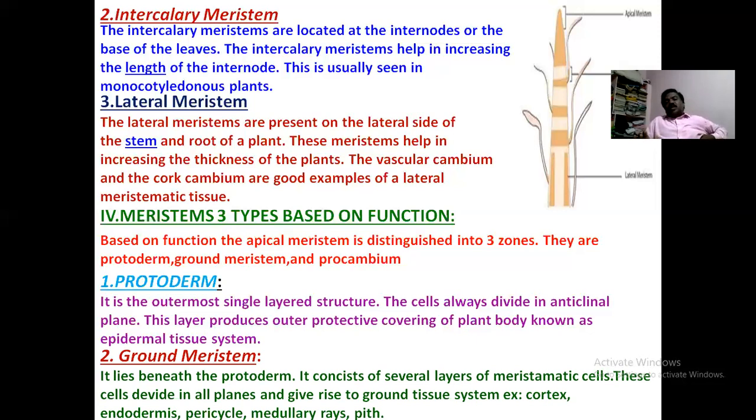This type of meristematic tissue produces the cortex, epidermis, endodermis, pericycle, medullary rays, and pith. These parts of the plant body are produced by the ground meristem in the higher plants.